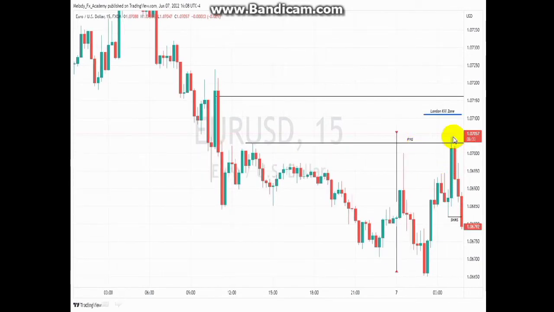So now we had the shift in market structure right here. This is our shift in market structure, and we have this fair value gap. So all this happened in my absence.